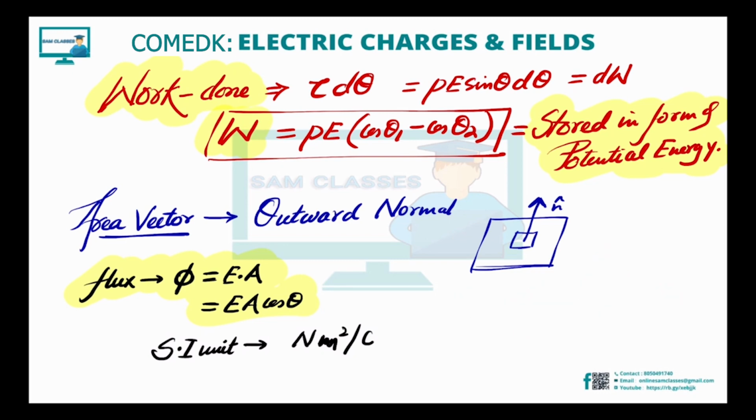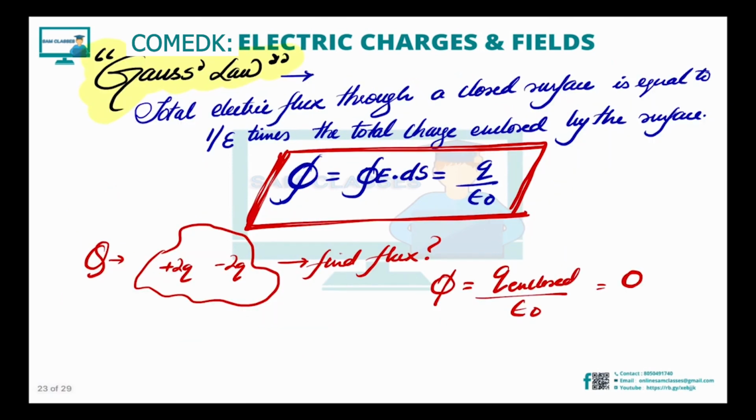So flux is nothing but the number of field lines, and that is equal to E dot A, or EA cos theta. Okay. The unit of flux is what? Newton meter square per coulomb.